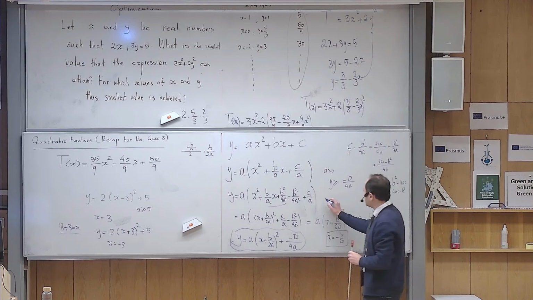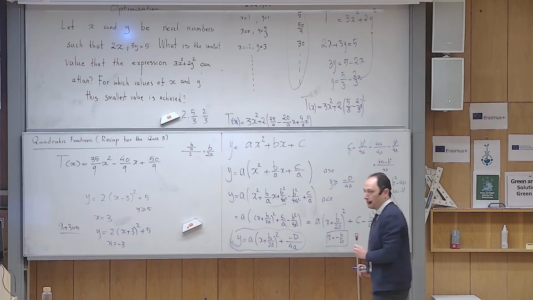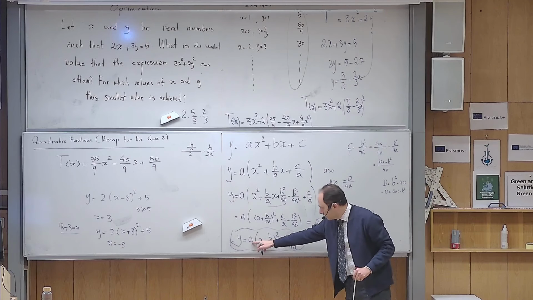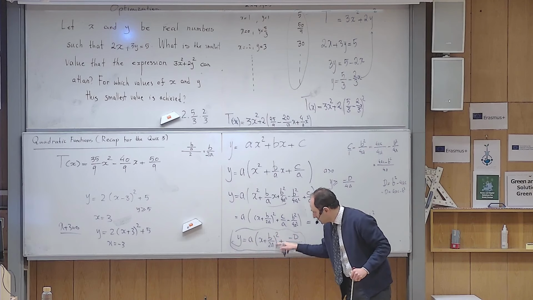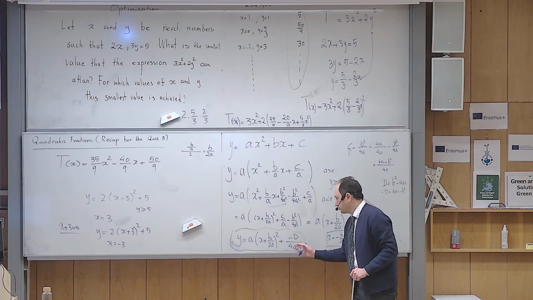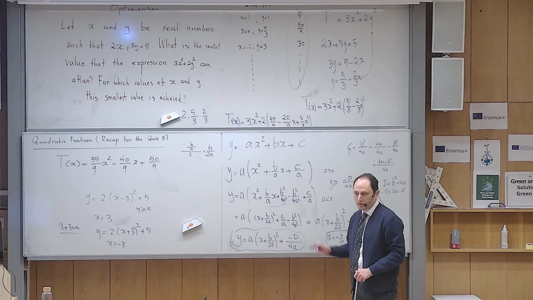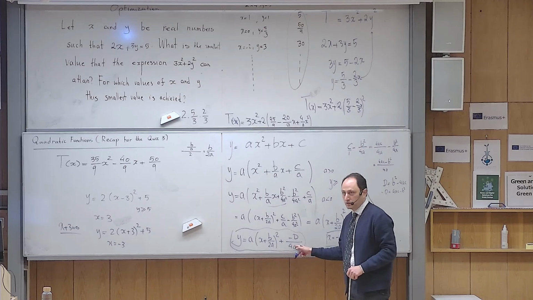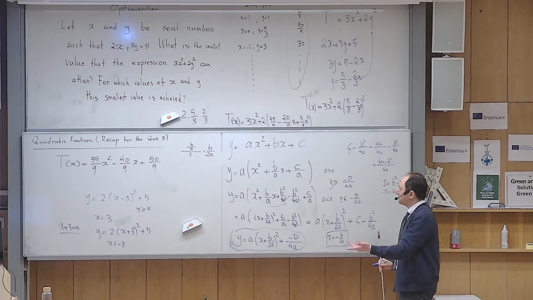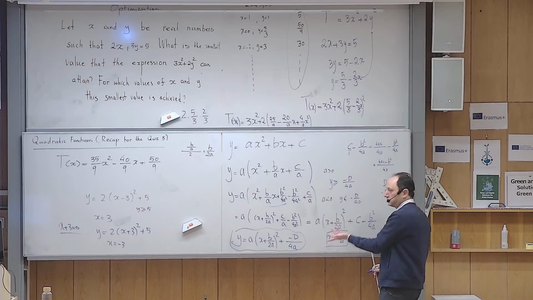And if a is negative, what happens? This part is positive, a is negative, so the product is negative. I am adding a negative number to this constant number. What happens? It goes below that number. So then it becomes y is less than or equal to minus d over 4a. And that was exactly the reason. I didn't tell you why, but this is why.